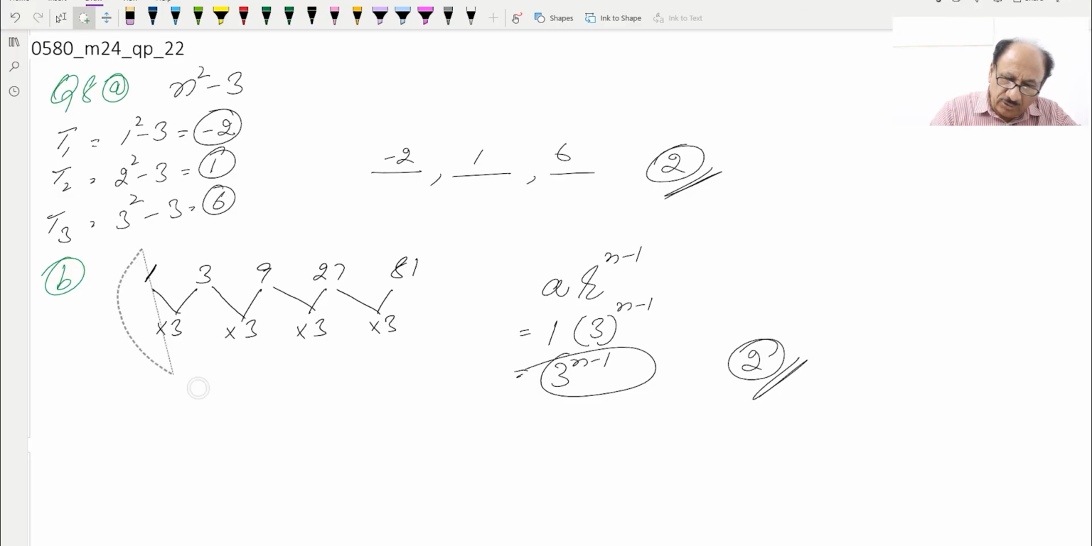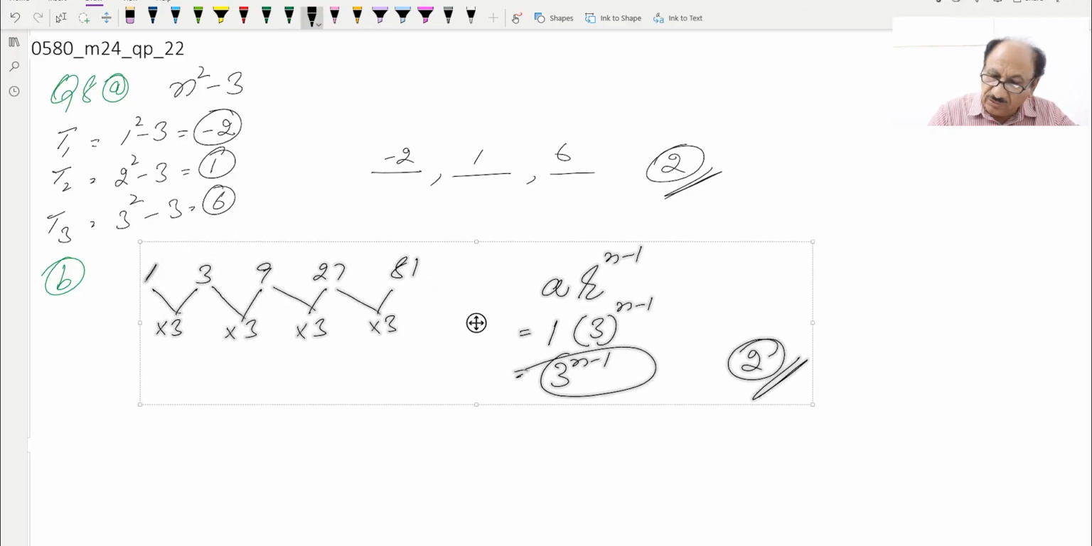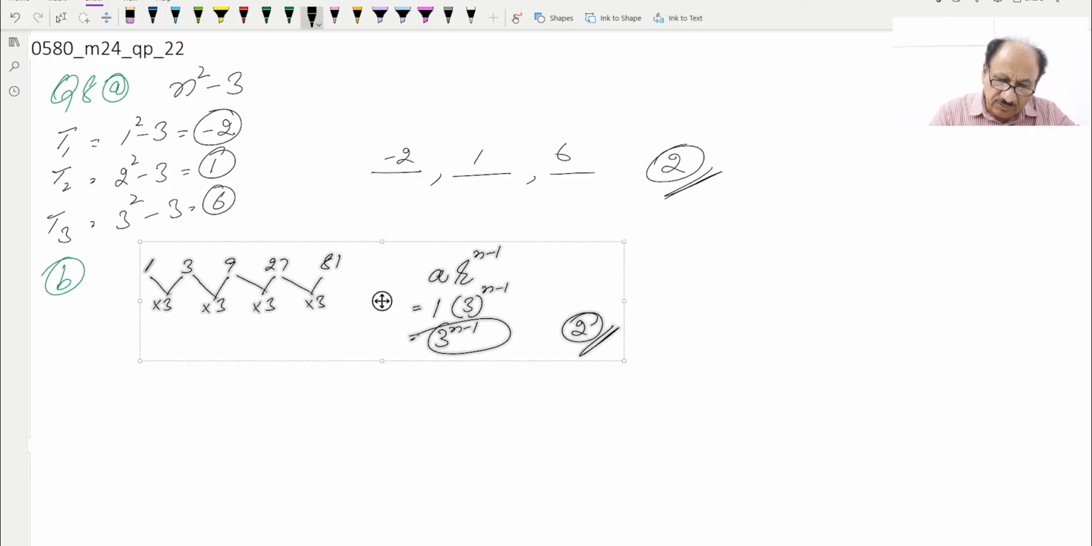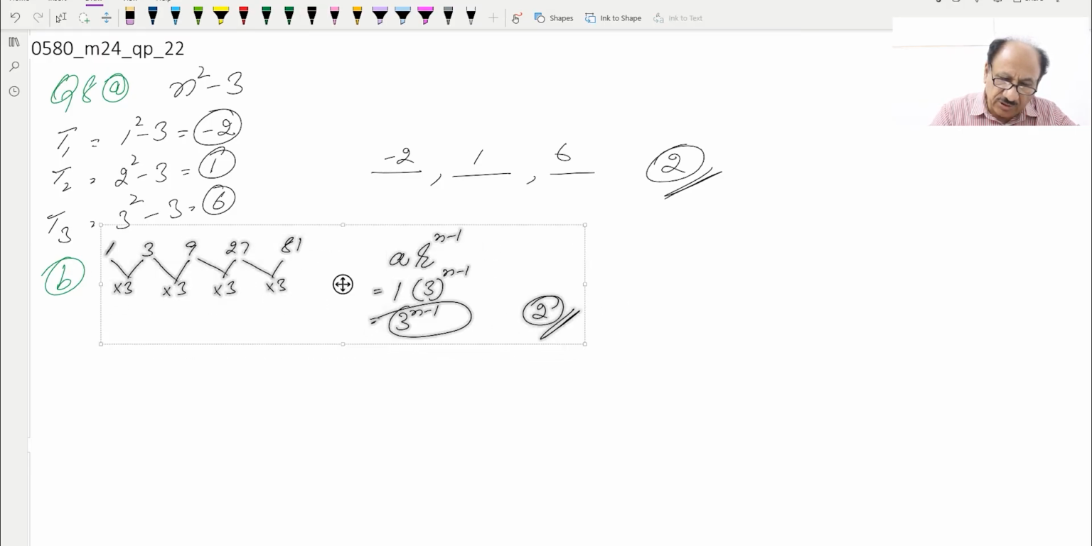Hopefully you understood this, and I will shrink this a little to make it a readable size and make space for the next question. And the next question is question number 9.